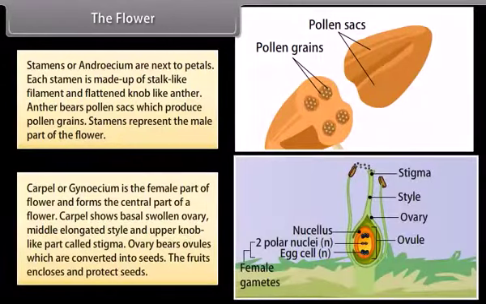Carpel or gynoecium is the female part of flower and forms the central part of a flower. Carpel shows basal swollen ovary, middle elongated style, and upper knob-like part called stigma. Ovary bears ovules, which are converted into seeds. The fruit encloses and protects seeds.